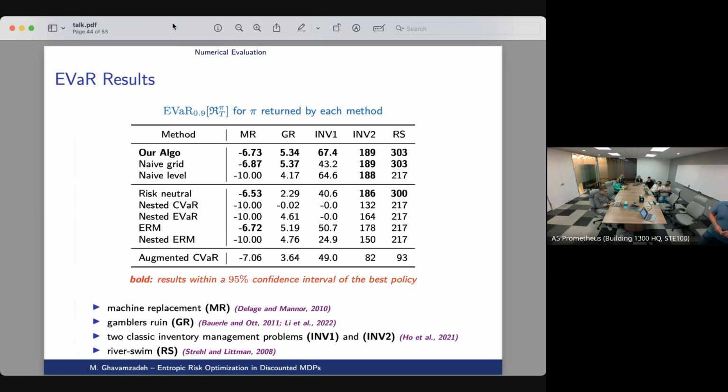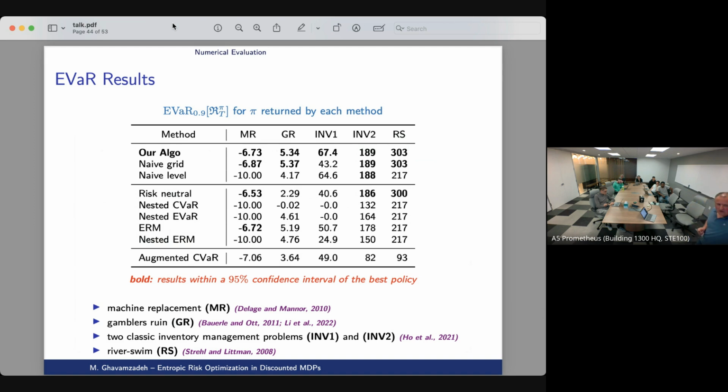The first set of results are on very simple problems, because all the results we have are for tabular problems, right? So we look at these problems. These are standard in OR and machine learning communities. One of them is machine replacement, the other one is gambler, the other one is inventory management, and the other one is river swim. So these are examples that are common.